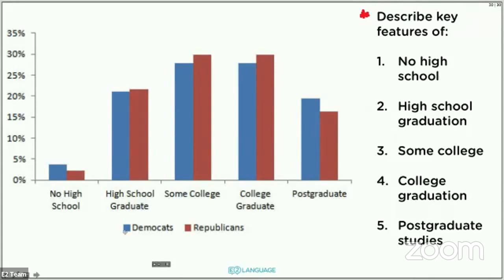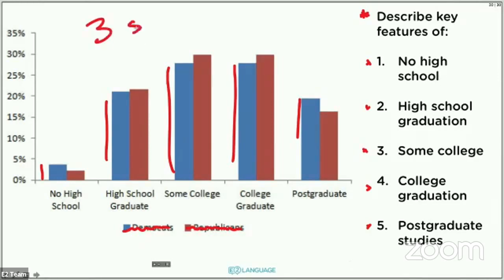And also we're not talking about specifics of Democrats and Republicans. We're just looking at the blue and red lines, the key features. So here it's quite small. Here it's larger, larger, larger, and reasonably small. So we talk about no high school graduation, some college, college graduation, postgraduate studies. So I want you to try and write this in about three sentences max.